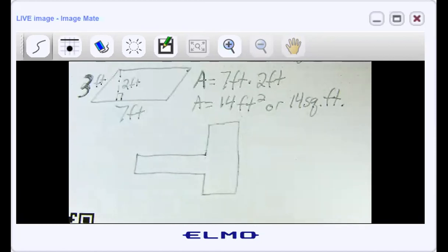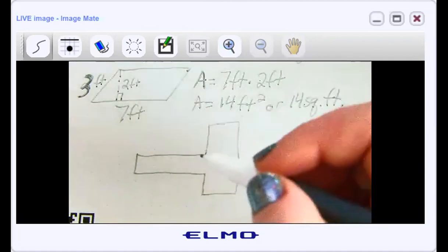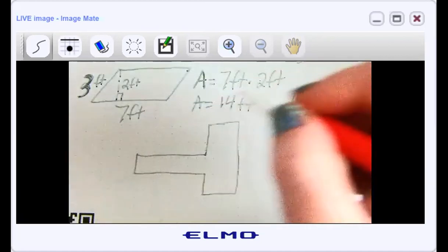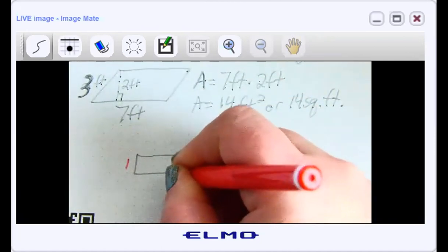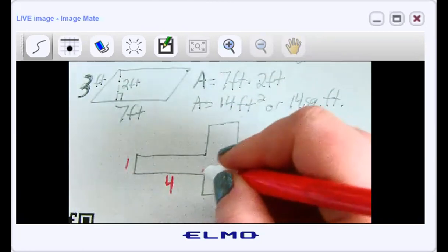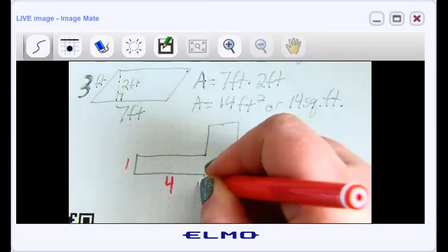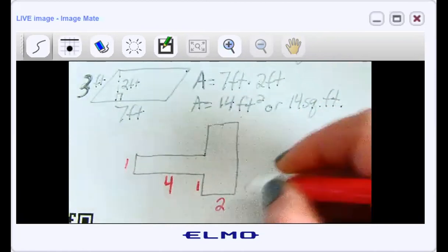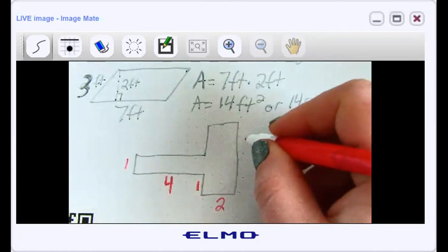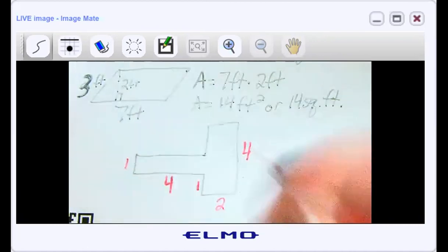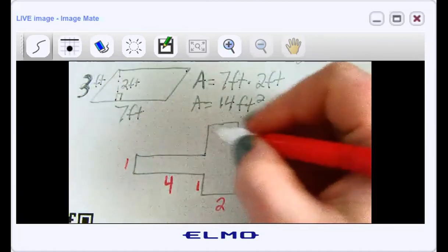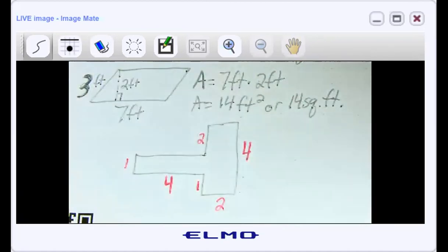So let me give you some measurements. Let me switch to red. Let's make this 1 because it's so little. Let's make this 4. I'll make this 1 as well. This will be 2. 1, 2. This is also 4. And let's say this is also 2. All right, let's say I did something like this, okay? And I gave you these measurements.